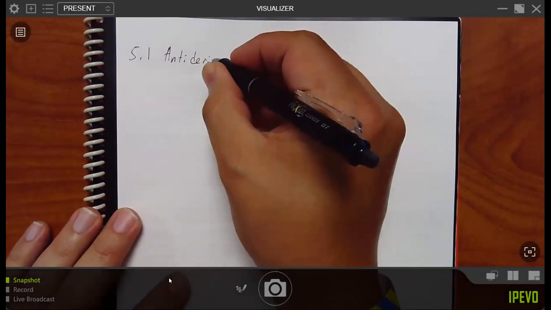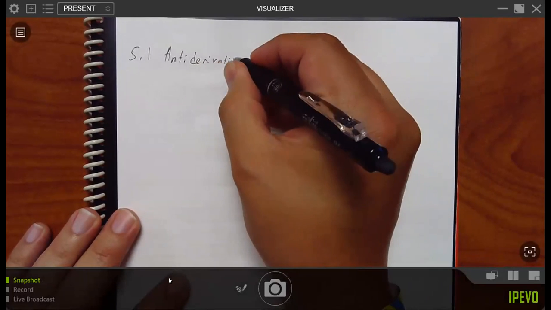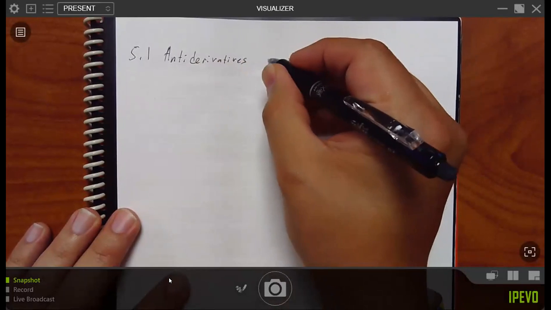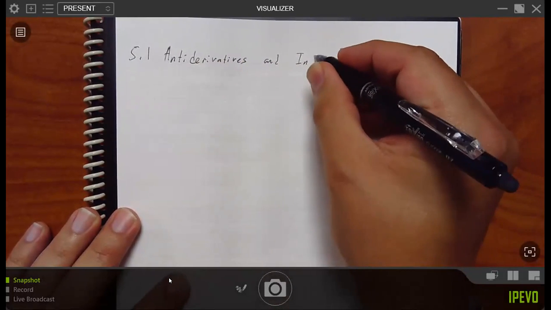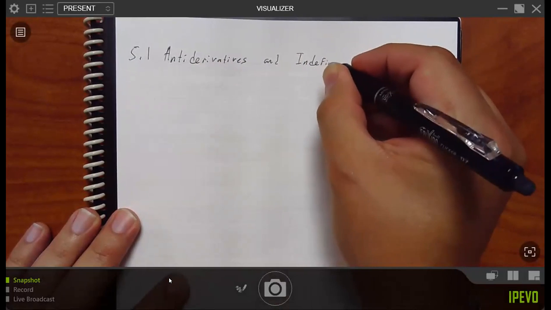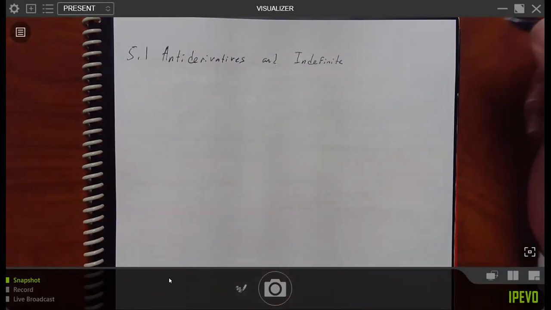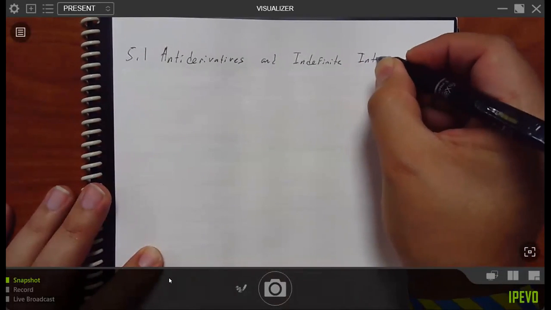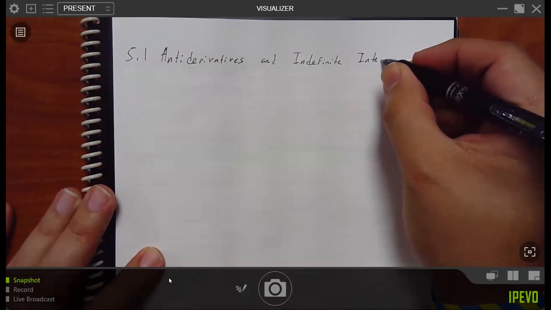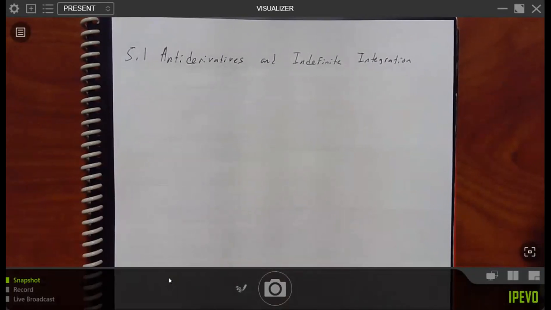Antiderivatives and indefinite integral. So since Calc 2 is all about antiderivatives and integrals, indefinite integrations, right? We're not going to go too deep. This class will end with an introduction to antiderivatives and integration.